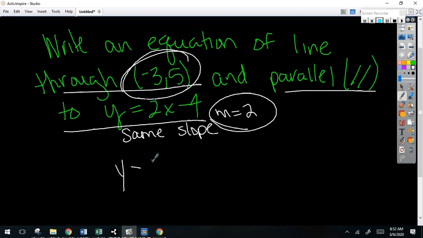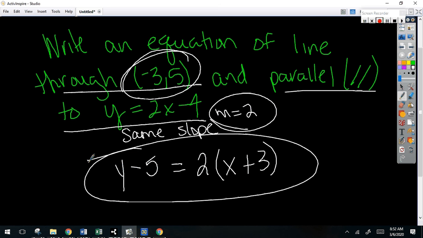y minus 5 equals 2. So what is minus negative 3? Plus 3. Did I tell you what form I wanted the line in? No. So guess what?